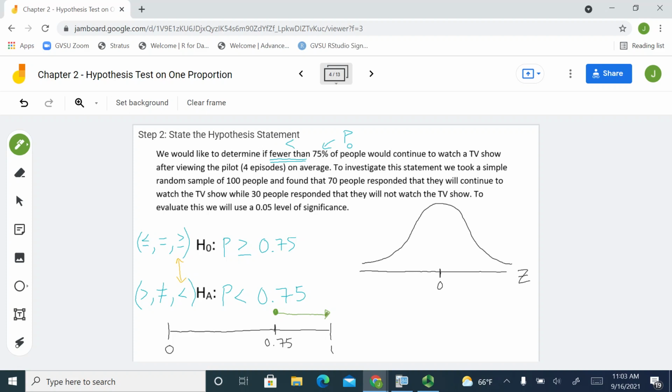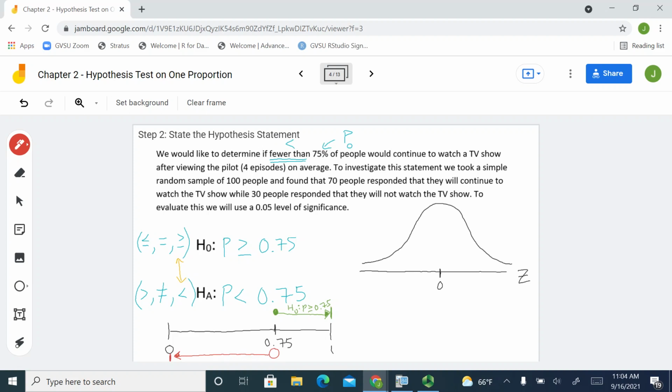But remember, the largest it can be is 1, so that's why I'm putting this vertical green line right there. And this would represent H sub 0 right there. H sub A is saying the value of the population proportion is smaller than 0.75. And if you remember when we graph inequalities, if it's a less than symbol, we leave an open circle, meaning it's not including that value. And we will go to the left.